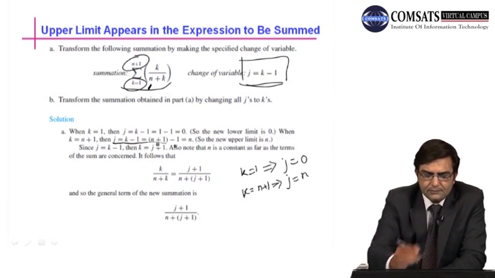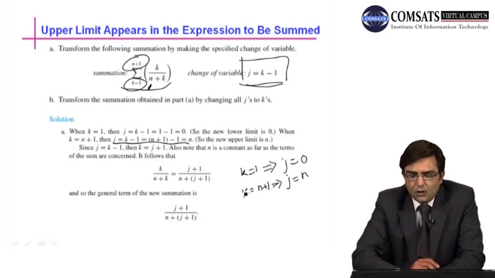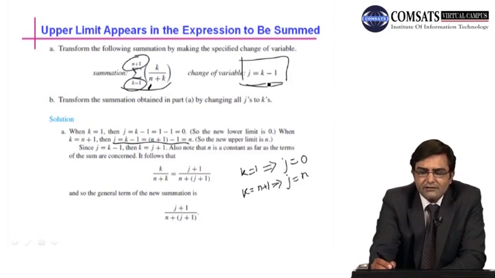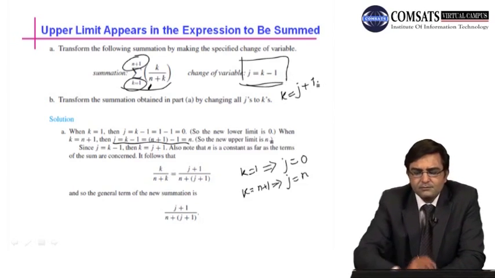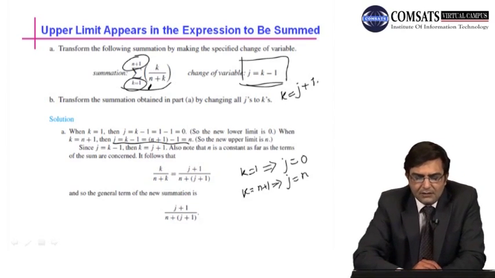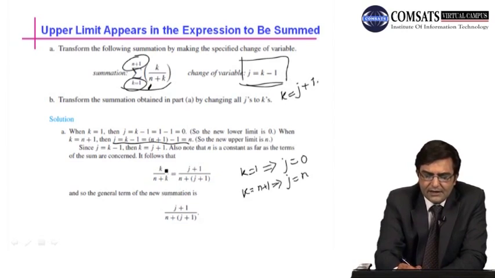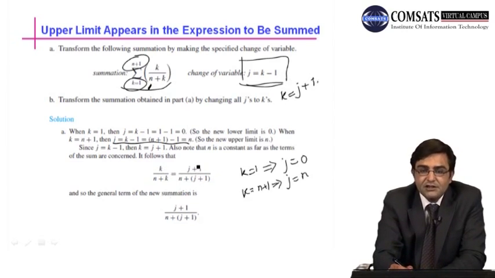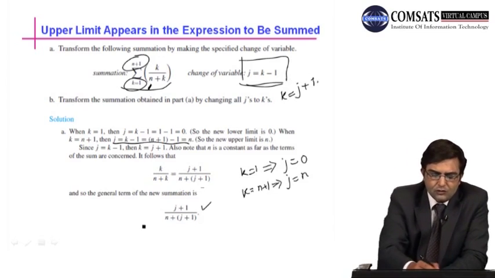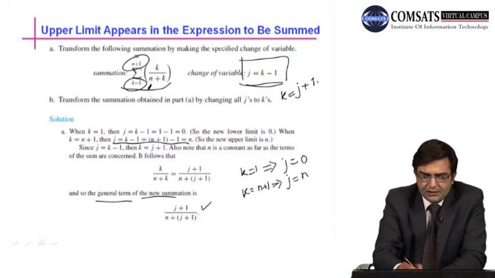Here you can see this. So the upper limit is now n, since j is equal to k minus 1. Now from this expression we have to find the value of k. From here we can write k is basically j plus 1. Now in the general term, which is given as k over n plus k, we replace k by j plus 1 in the numerator and in the denominator. So we obtain this. So the new general term of the summation is this.